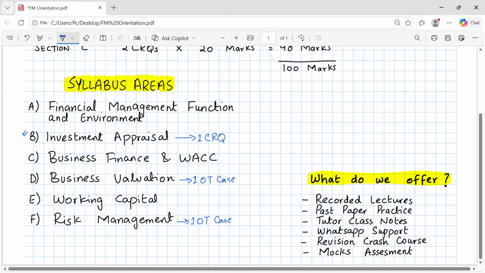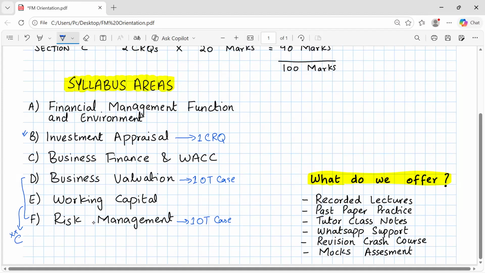Okay. Now, the question is where the third OT case or second CRQ might be tested. Now remember, business valuation and risk management, these two areas won't be tested in section C. You don't have to practice the long question for these two areas. So that is the first thing that you need to remember.